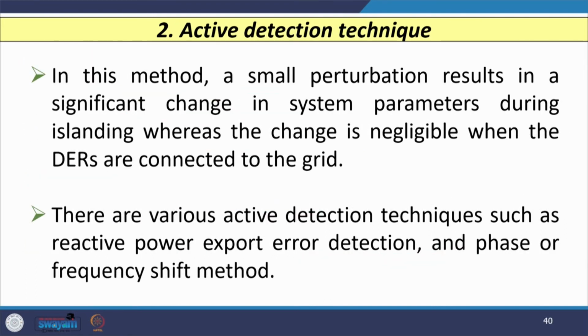The second type of technique is known as the active detection technique. In this method, a small perturbation results in a significant change in the system parameters during islanding, whereas this type of change is negligible when the distributed energy resources or distributed generators are connected with the grid. Various active islanding detection techniques, such as reactive power export error detection and phase or frequency shift based techniques, come under the category of active detection technique.